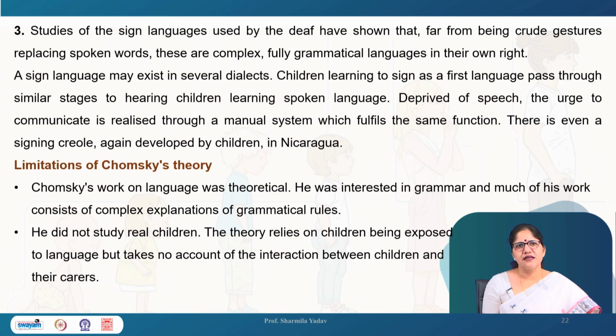Now, again, there are limitations of Chomsky's theory also. What are they? Chomsky's work on language was theoretical. He was interested in grammar, and much of his work consists of complex explanations of grammatical rules. He did not study real children. The theory relies on children being exposed to language but takes no account of the interaction between children and their carers.